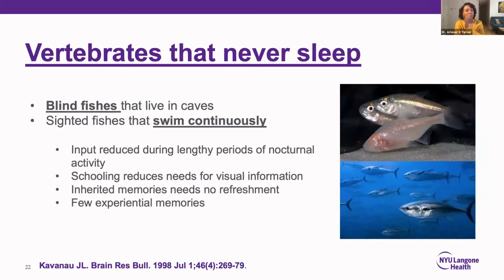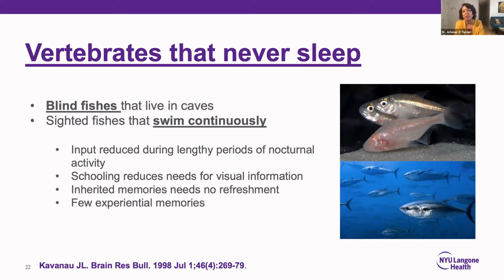And so almost everything, sleep has been characterized in many species, from humans, birds, fish, flies, everything. But there are some species that don't sleep. For example, blind fish that live in caves and sighted fish, they swim continuously. And it's generally because there's a reduced amount of input for these animals because of the nocturnal activity, because there's a cave, there's not much to see.